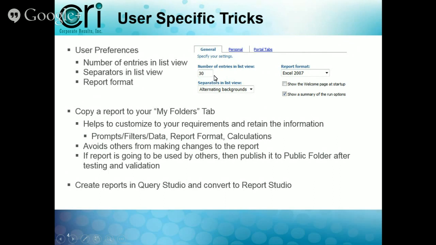And then there's also this thing called separators in view list. Again, by default, you're going to see a list of reports, for example, and the background's just going to be all white. And if you look at the icons towards the right, you might mix up which icons are related to what report. By setting an alternating background, it's just going to have banding, a gray and white banding on your screen, so it's easier for you to look across the screen there.